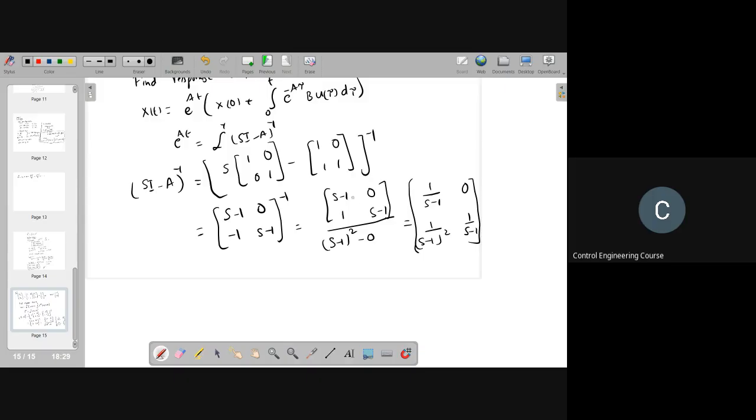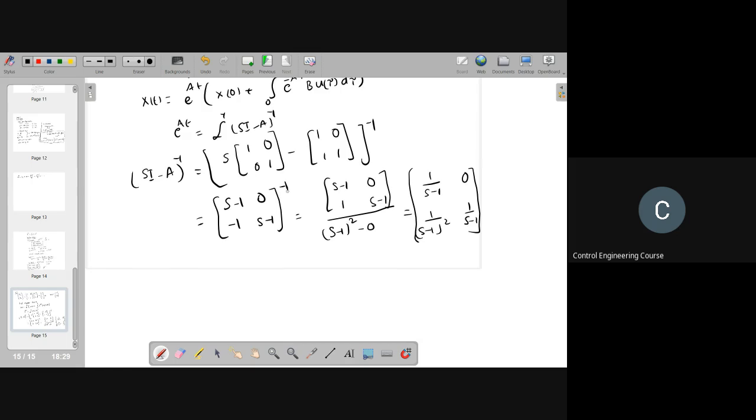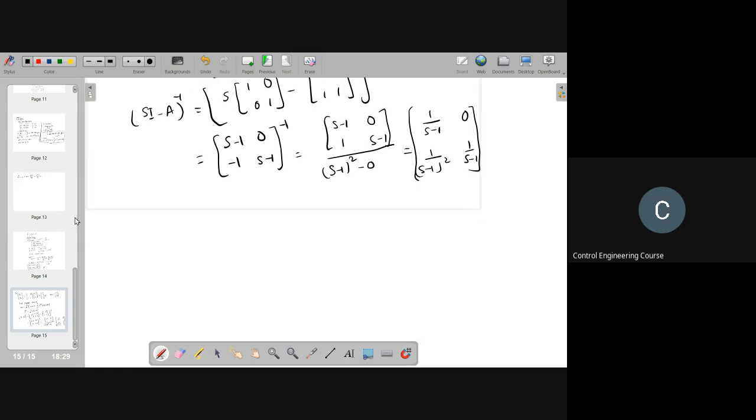Now take the inverse Laplace transform of this (sI minus A) inverse. So your e power at is the inverse Laplace transform of (sI minus A) inverse. Applying the inverse Laplace transform, this is [e power t, 0; t e power t, e power t]. This is your e power at.